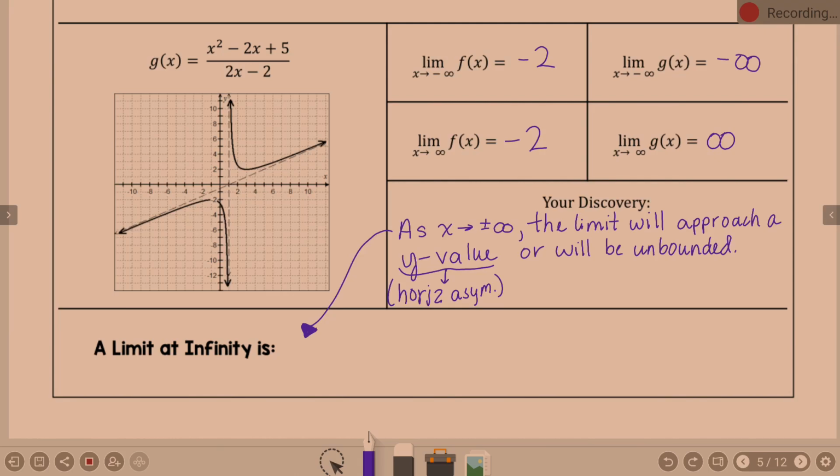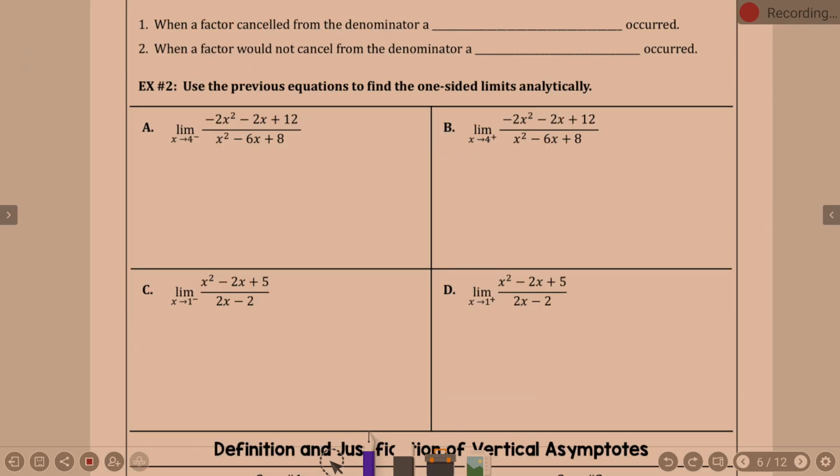Okay. In pre-calc, you learned some basic truths about rational functions. So first of all, when I talk about rational functions, remember they're the ones that are fractions. They're the fractions.